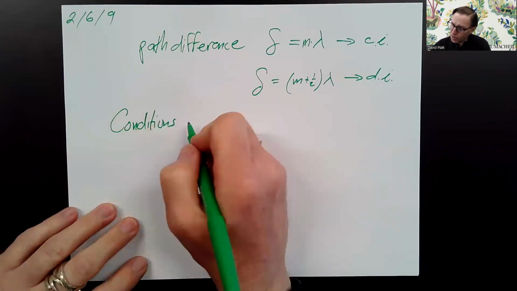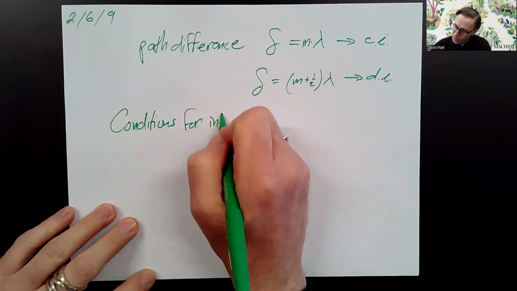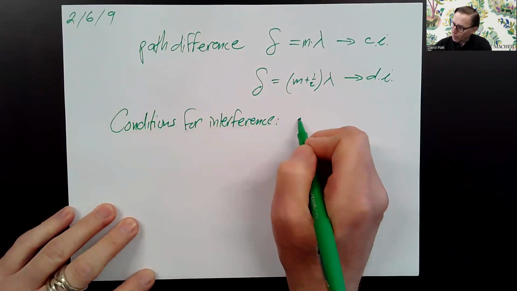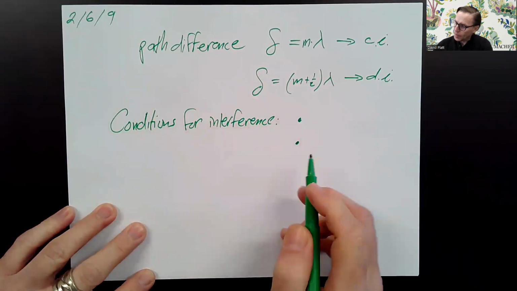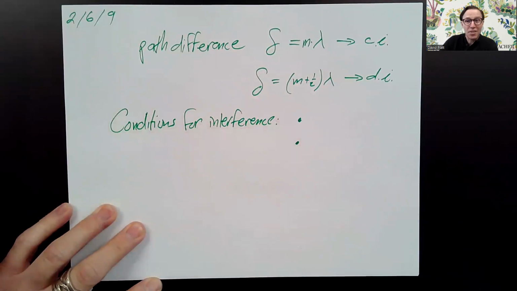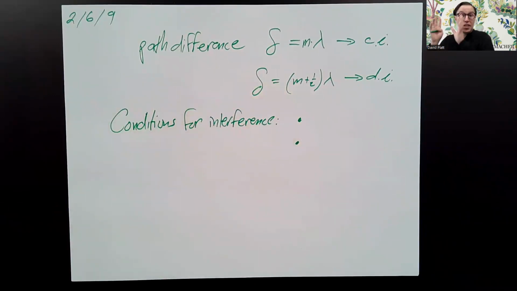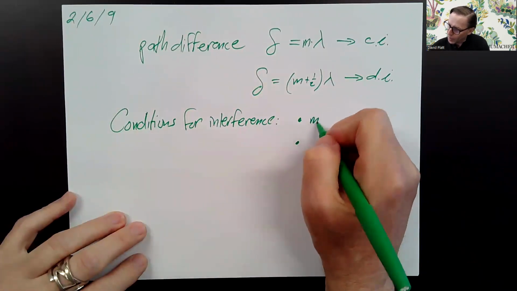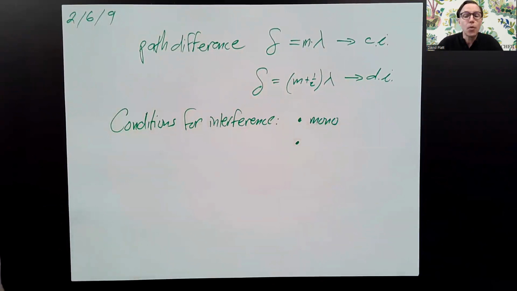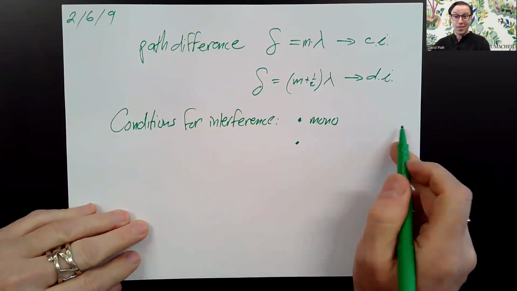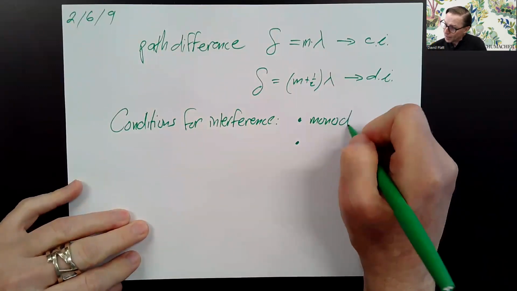So we say that we have conditions for interference. Two of them. One is that the waves need to be the same wavelength, so they need to have the same wavelength, or there needs to be one wavelength. And the prefix for one is mono. And since the wavelength of light is associated with the color of that light, we don't call it mono wavelength, we call it monochromatic.